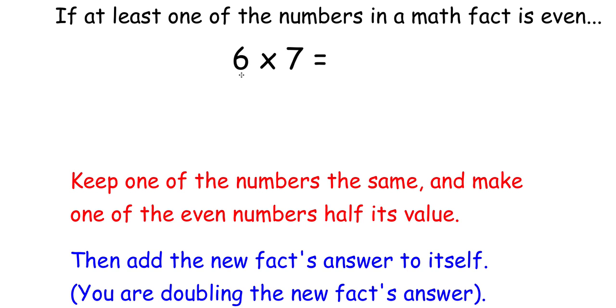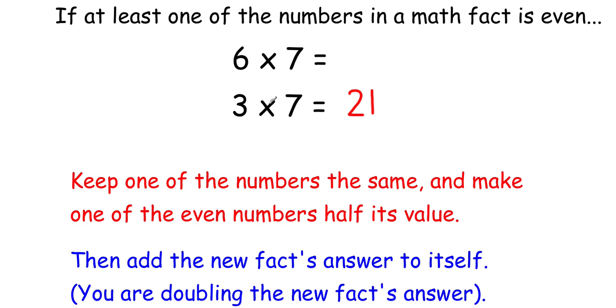So let's take a look at this one. Which one are we going to take half of? The even one, right? Yeah, the 6. What are we going to do with the 7? Yeah, it's going to stay the same. So we're going to have 3, which is half of 6, times 7. And if you know this fact, this is going to help you. If you don't know this fact, this particular strategy isn't going to work in this case, so you try to find a different strategy. But it happens to be 21.